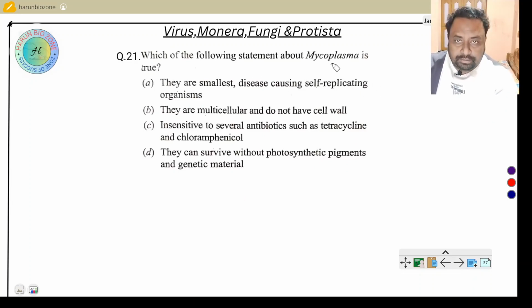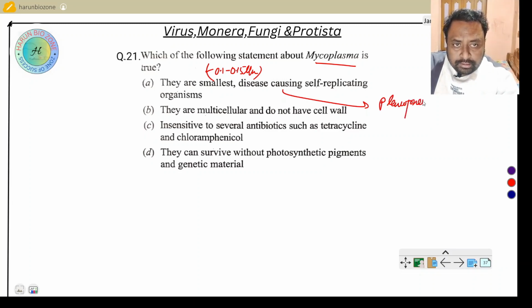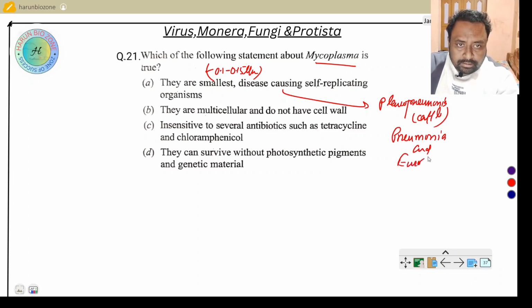Which of the following is mycoplasma? Mycoplasma is single celled. They are the smallest, about 0.1 to 0.15 micrometer in size. They are disease causing: they cause pleuropneumonia in cattle, and pneumonia and urethritis in humans.